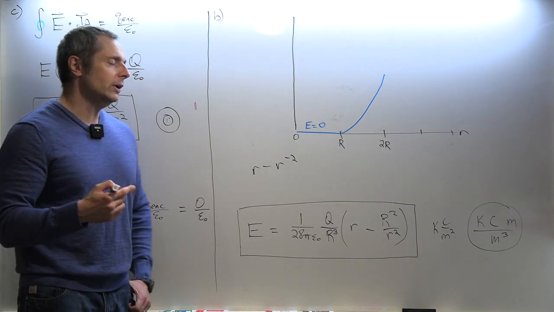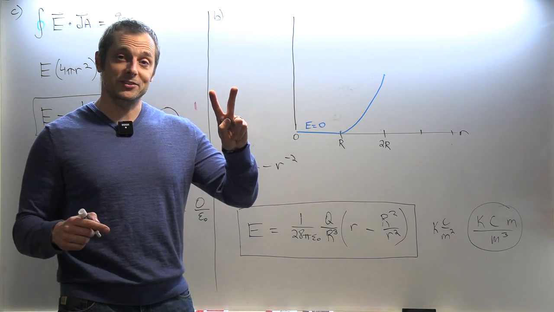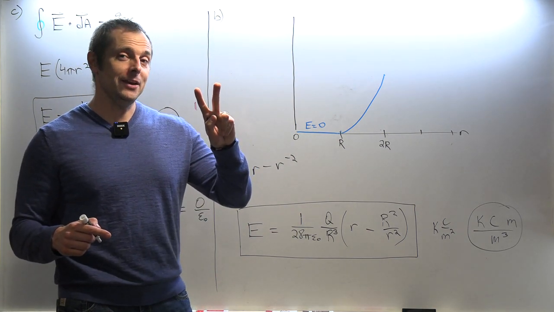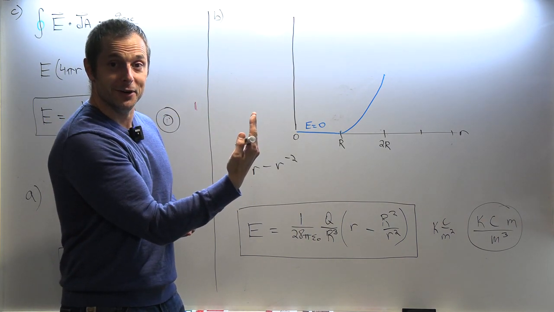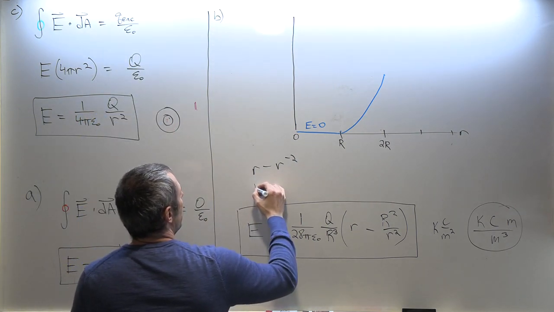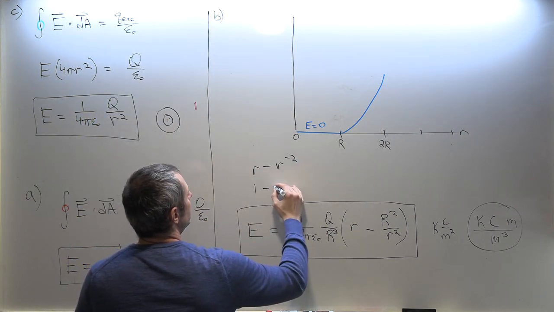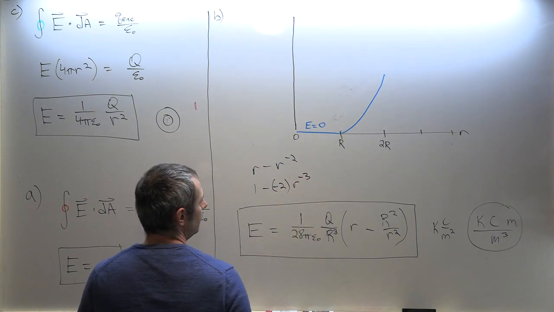How do you tell if a function is concave up or concave down? You take the derivative twice. If your answer is negative, concave down. If it's positive, concave up. So let's take the derivative once. This is 1 minus negative 2 R to the negative 3 power.